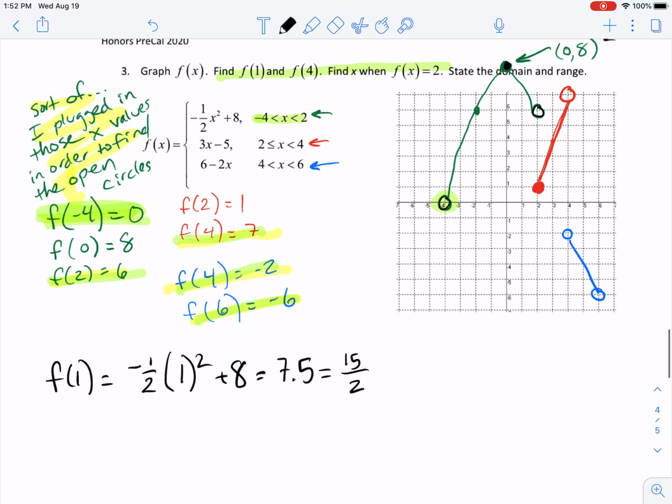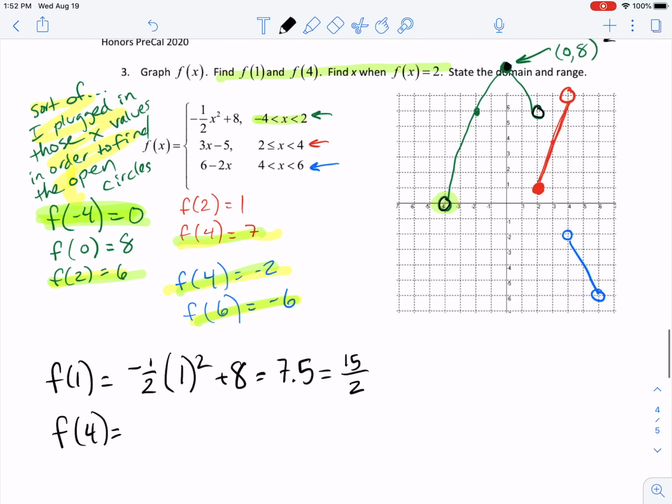And then we want f of 4. And that's going to be equal to, well, f of 4, oh, there is no value. Notice it's not defined. F of 4, we could say it does not exist. There is no y value for when x is equal to 4.